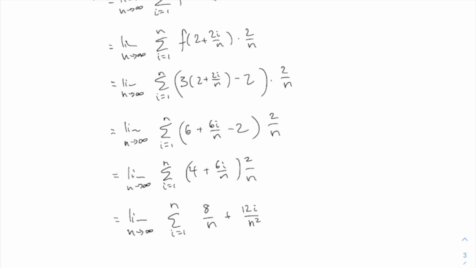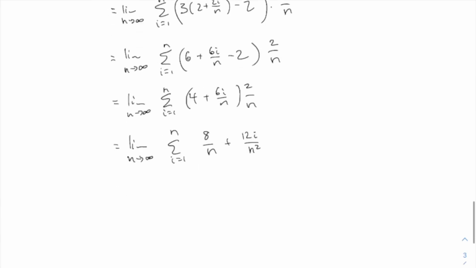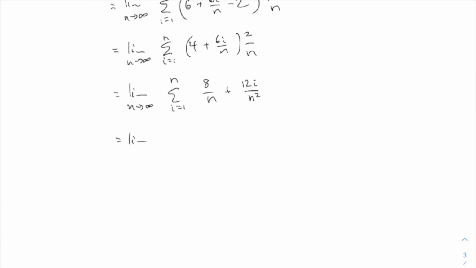What should I do next? I know some of you worked this all the way out. What'd you do next? Yeah? Separate it into 2 different. Yeah, break up the sum into 2 different sums. So it's going to be the sum i equals 1 to n of 8 over n, plus the sum i equals 1 to n of 12i over n squared. Great. Then in each of those sums we should factor out all the garbage, leaving inside only the i's.